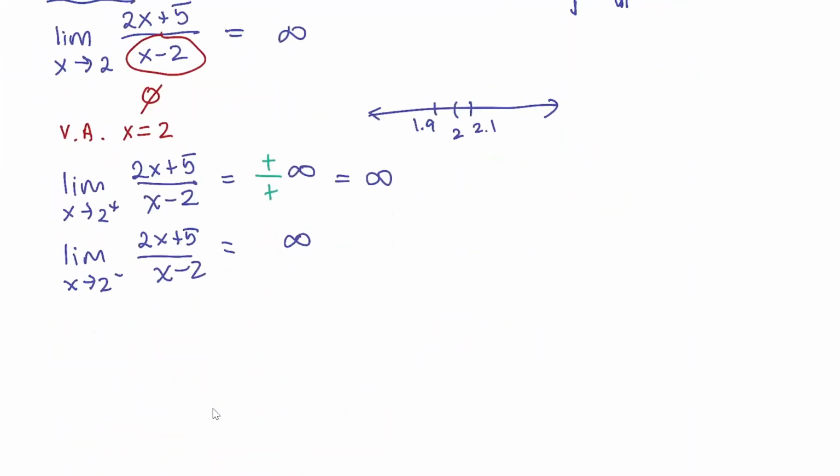Okay, and then now from the left. So from the left, we're going to use 1.9. If I plug 1.9 into here, do you guys get positive or negative into the top? Good. Positive. Positive or negative when you guys do 1.9 minus 2? Okay, so good. So positive over negative. A positive divided by a negative overall is negative. Good. So positive infinity on one end.